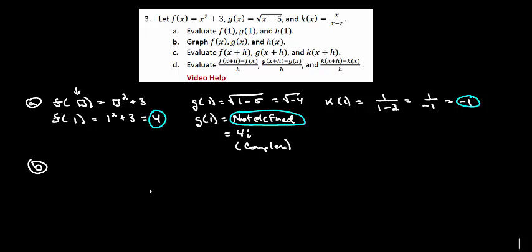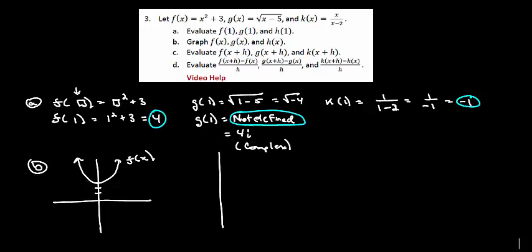So B says to graph each of the functions. Well, this first guy is a squared function up 3 units. So it looks something like that. Okay, that's f. The next function is the square root function moved to the right by 5 units. So that gives me, this is g, but this is g of x on this axis, x on this axis.